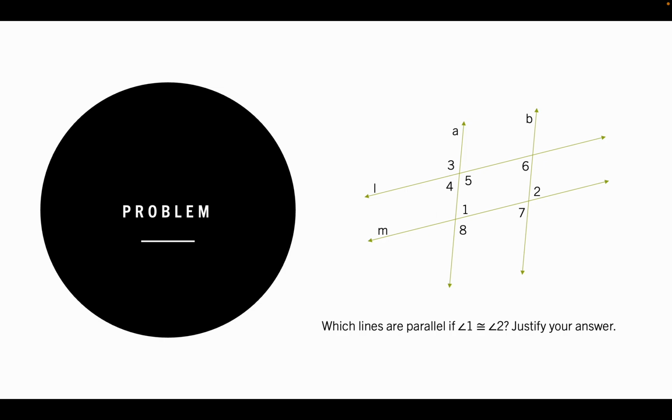Here's the problem. There are two lines here that are intersecting. It's like two transversals intersecting two parallel lines. Which lines are parallel if angle 1 is, I'm sorry, is congruent to angle 2?